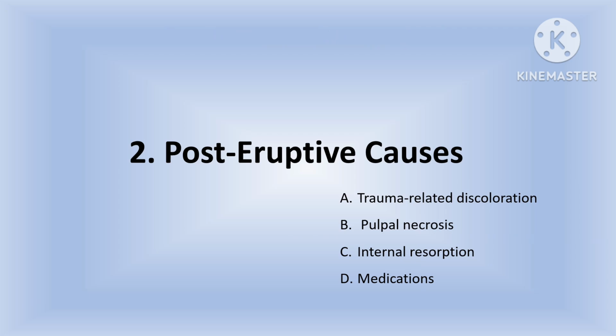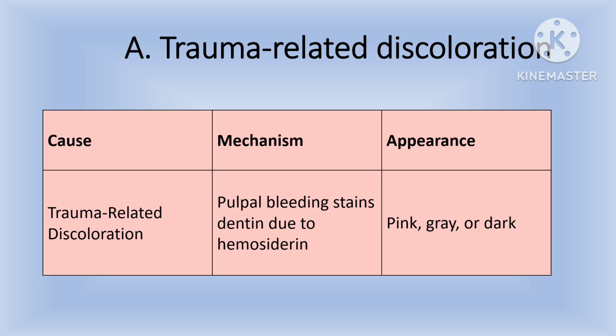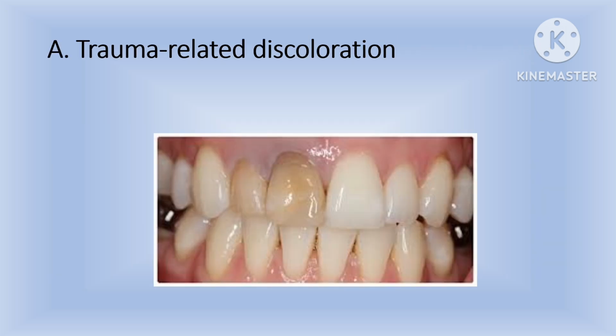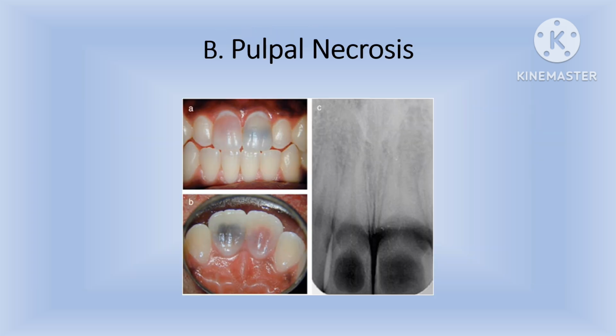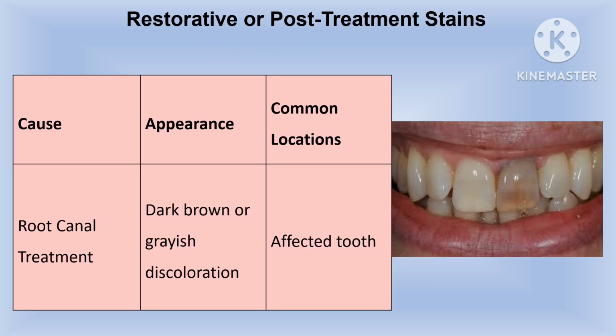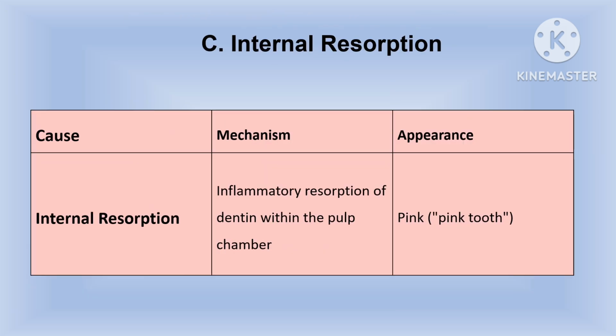cause of internal staining. Post-eruptive causes of internal staining include a range of factors such as trauma, infection and certain medication. Trauma can result in pulpal damage leading to discoloration that progresses from pink to dark over a period of time. Similarly, pulpal necrosis causes the tooth to appear gray or black due to the breakdown of blood products. Another notable cause is internal resorption, which creates a unique pink hue in the affected tooth.